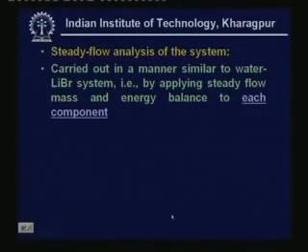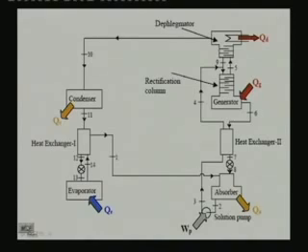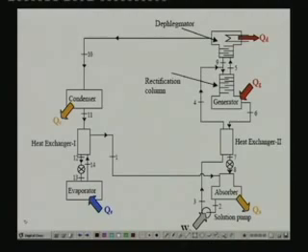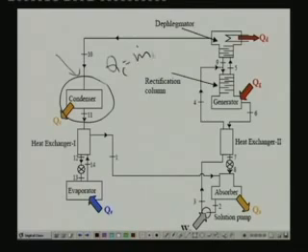Now let us briefly look at the steady flow analysis of the system. This is carried out in a manner similar to the water lithium bromide system. Remember that for the water lithium bromide system we carried out the steady flow analysis by applying heat and mass balance across each component. For example, for the ammonia water system, you take an individual component and apply heat and mass balance. If you take the condenser and apply an energy balance, you will find that QC is equal to the mass flow rate of refrigerant times H10 minus H11.